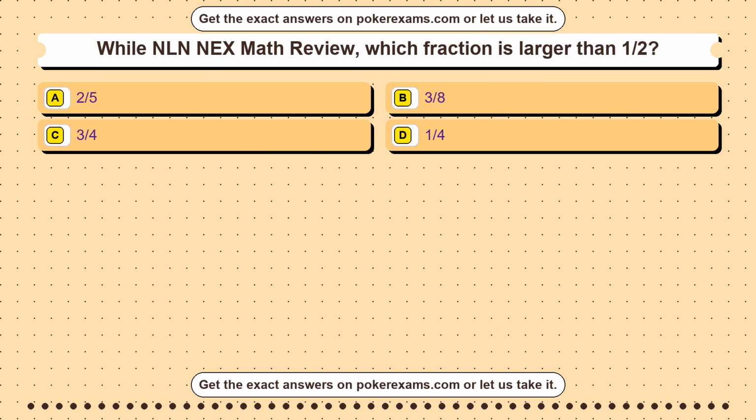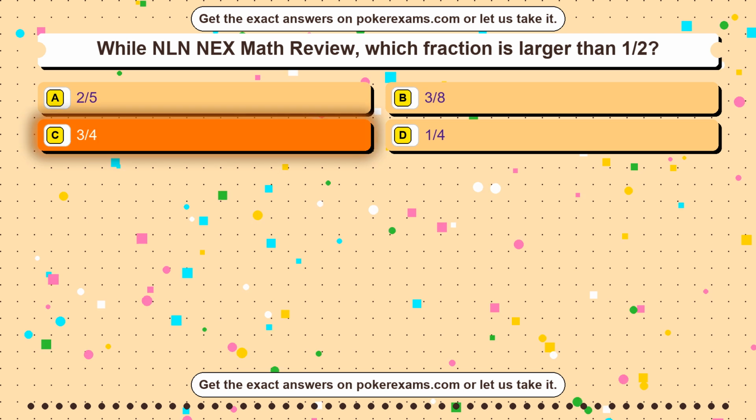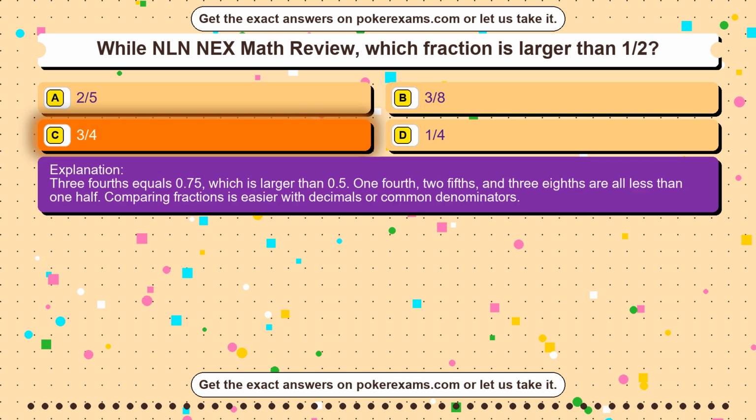Question 47. While NLN NEX Math review, which fraction is larger than 1/2? Option A 2/5. Option B 3/8. Option C 3/4. Option D 1/4. The correct answer is option C. 3/4. 3/4 equals 0.75, which is larger than 0.5.